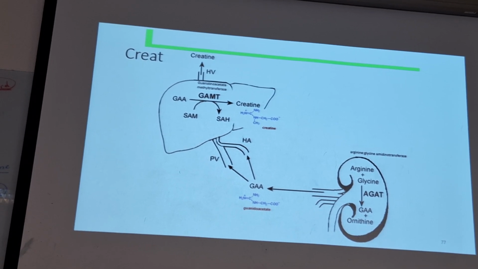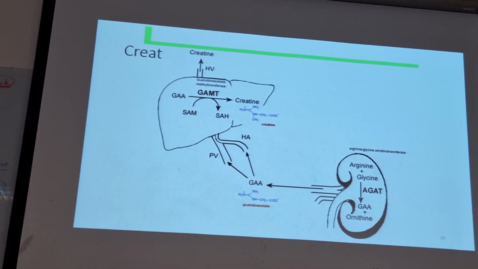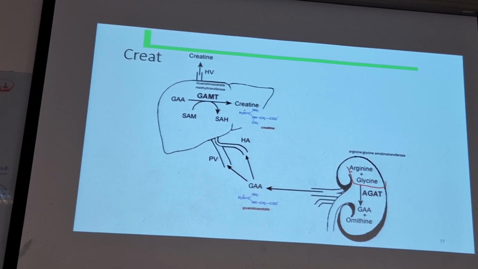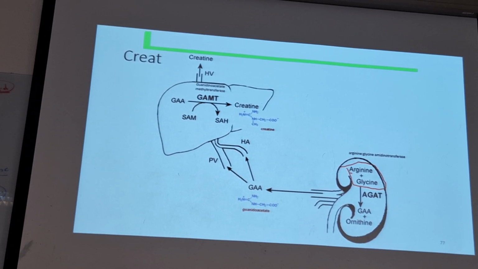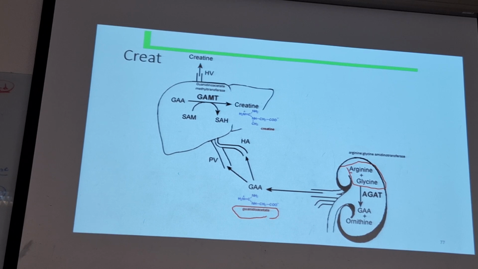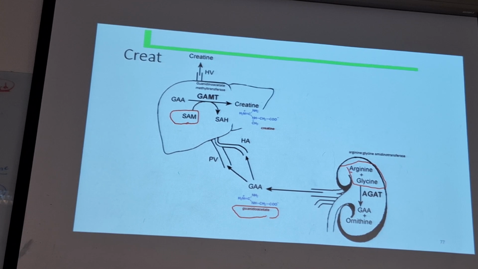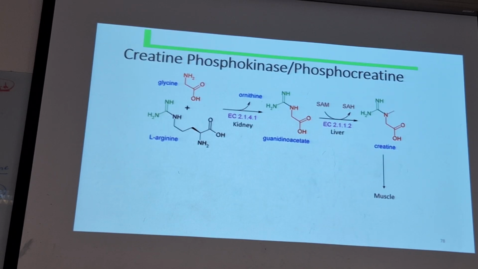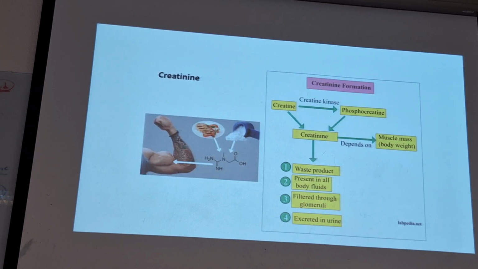Creatine is synthesized in the kidney and the liver from arginine and glycine. Together they produce guanidinoacetate, which is then sent to the liver. In the liver, by receiving a methyl group, it is converted to creatine. And in the muscle, creatine is converted to creatinine, which is a waste product. Both phosphocreatine and creatine can convert to creatinine.